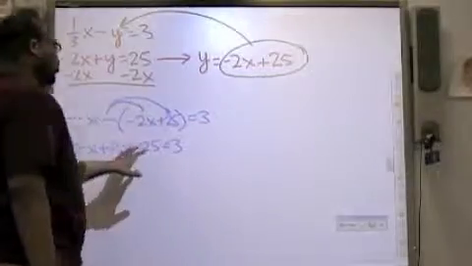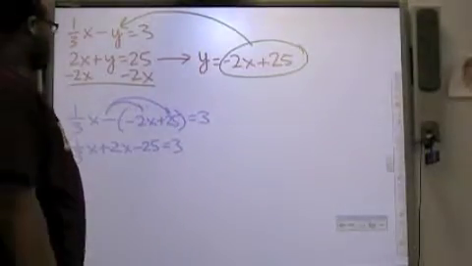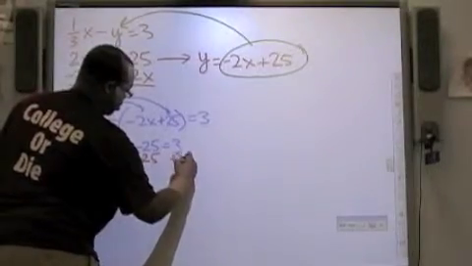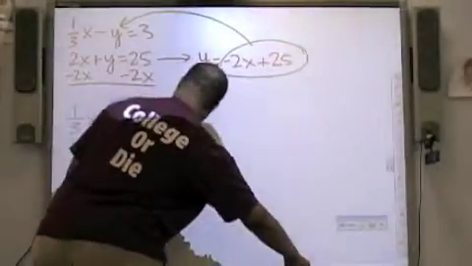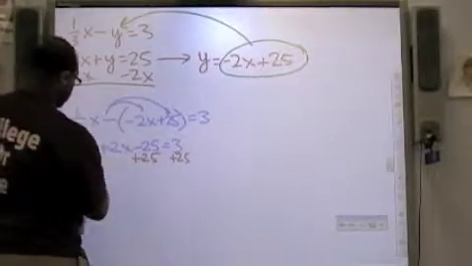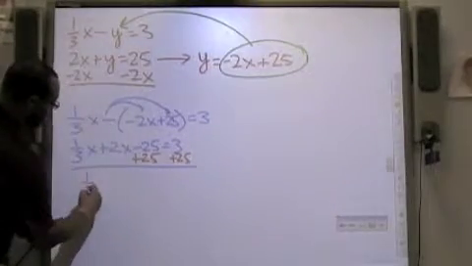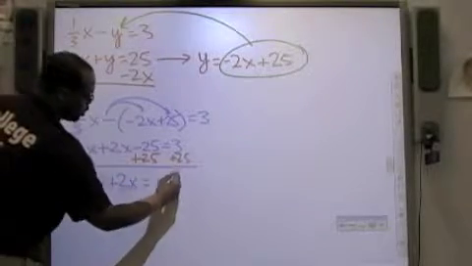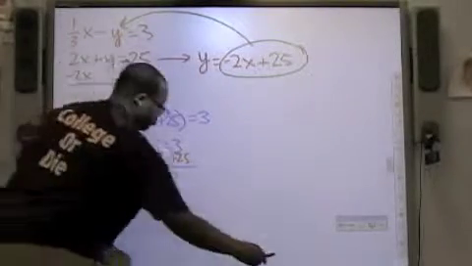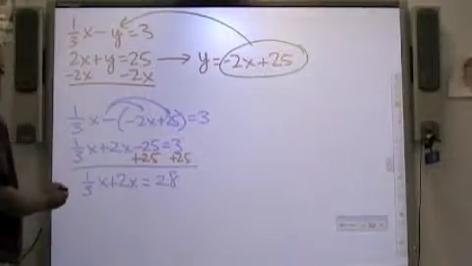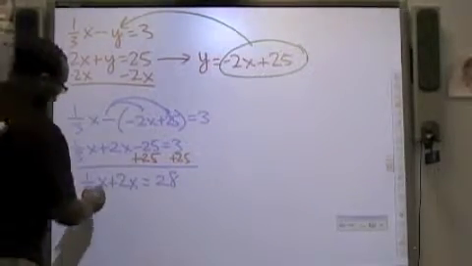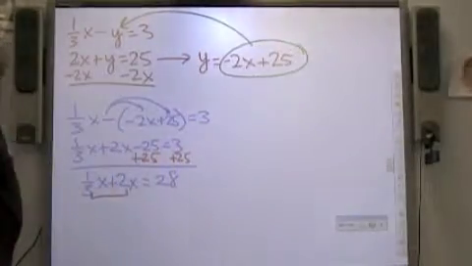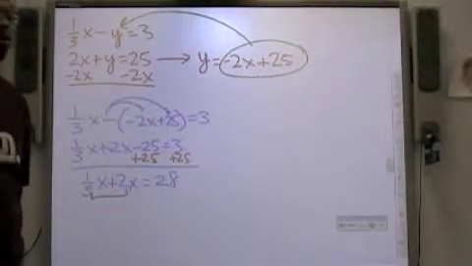Now I'm going to go ahead and move all these constants to the right-hand side, and so I'm going to add 25 to both sides. And I'm going to say that that's 1/3 x plus 2x equals now a 28. And so I'm going to combine these two like terms right here. 2 plus 1/3 is 2 1/3.